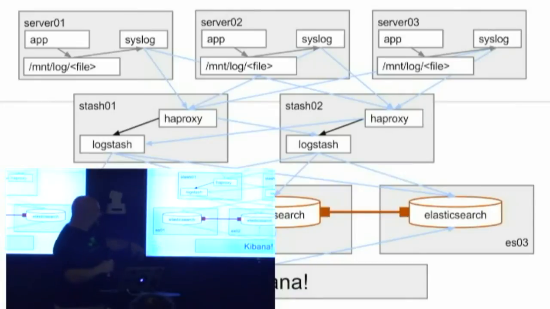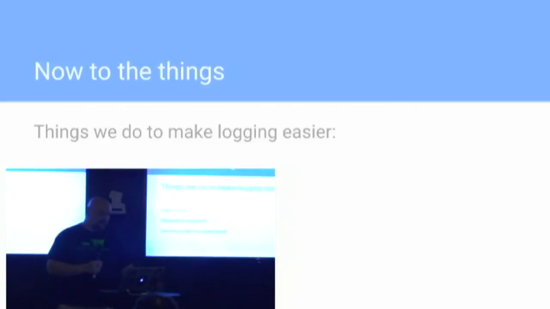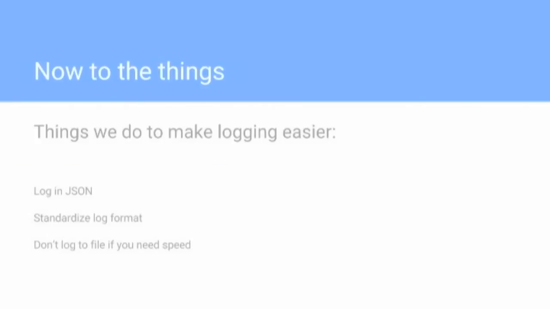I didn't add it to here, but we also have a few other things that we leverage that Elasticsearch cluster for. So not just our log data in Kibana. So like I said, things to do to make logging easier. Log in JSON. So much easier. Standardize your logging format for your applications.